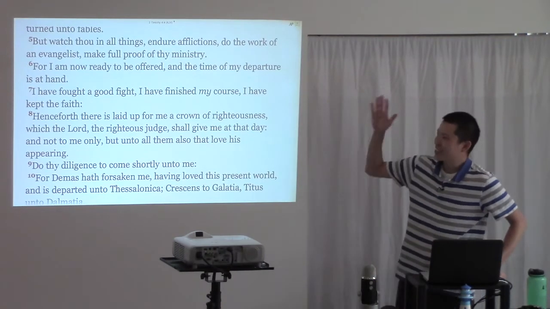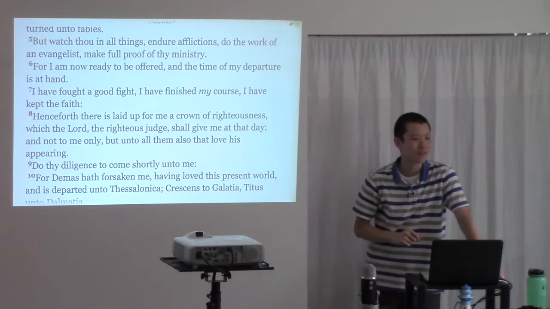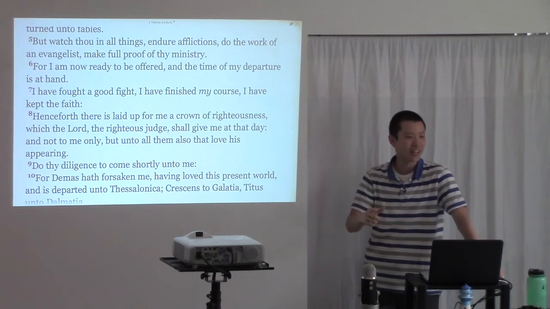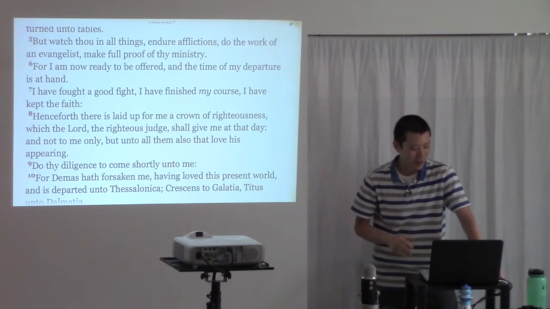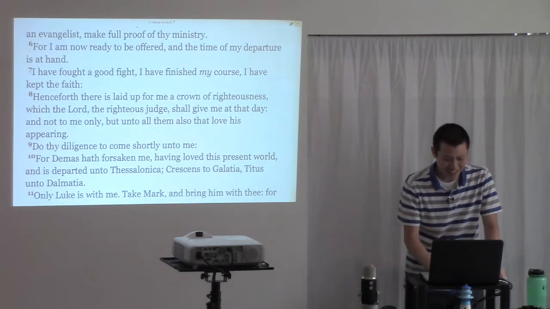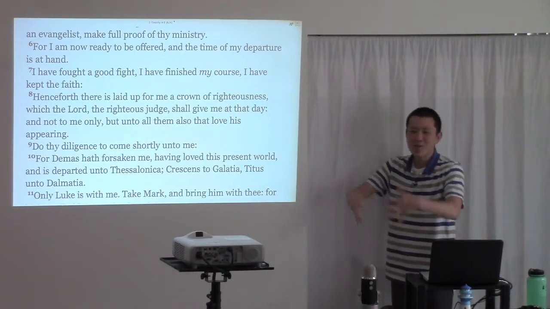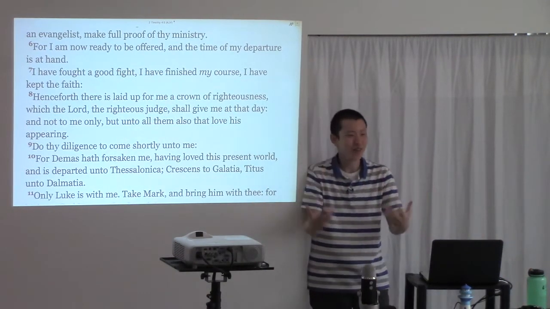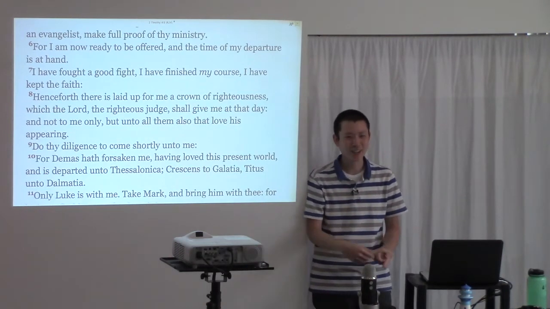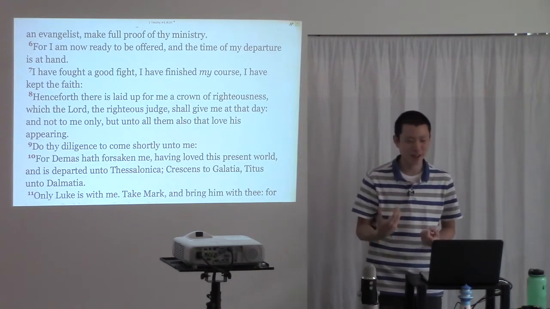Now this is great. Paul is explicitly saying here in verse 8 that this crown of righteousness is up for grabs by anybody. Anybody can earn this crown of righteousness. But what's interesting about it is that it's almost like the culmination of the other three crowns. Remember what the other three crowns were? The crown of glory, the crown of life. The crown of glory was for being a good example.